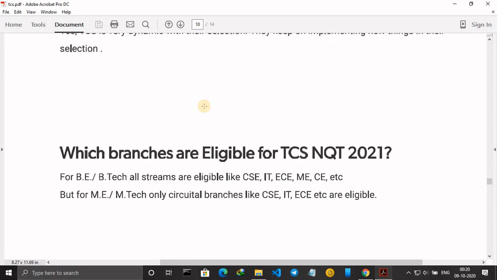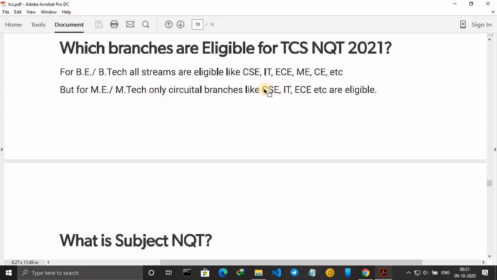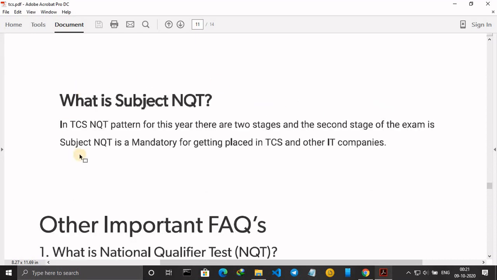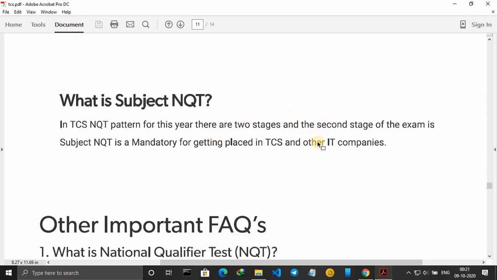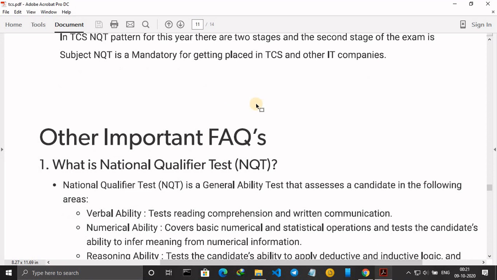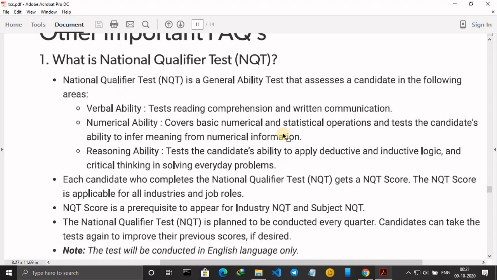Which branches are eligible for TCS NQT? You can see here all streams are eligible, like CSE, IT, electronics, mechanical, civil. Every stream is eligible for this exam, but for MTech only CSE, IT, EC, ETC branches are eligible. So what is subject NQT? In the TCS NQT pattern for this year, there are two stages, and the second stage of the exam is called TCS NQT, and this is mandatory for getting placed in TCS and other IT companies. What is the TCS National Qualifier Test? As you know guys, this is the National Qualifier Test which TCS conducts every year.